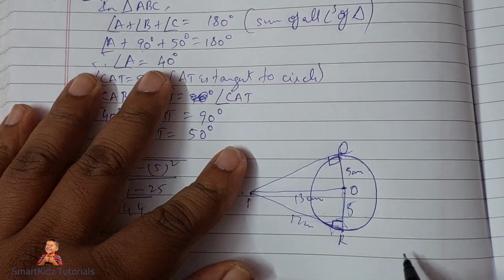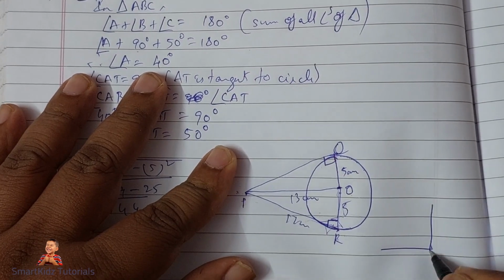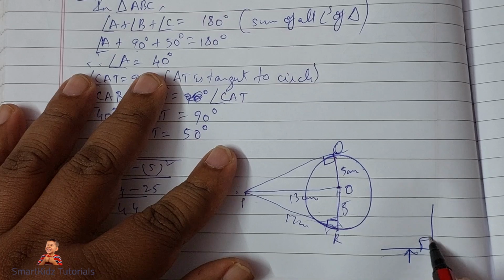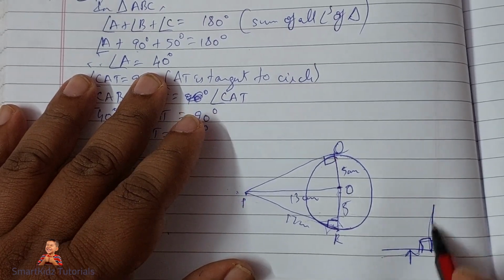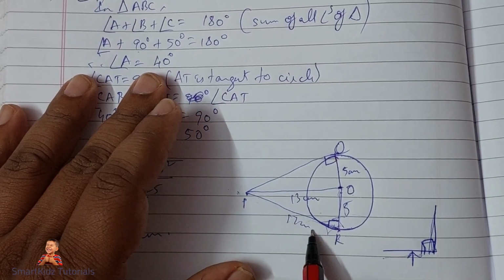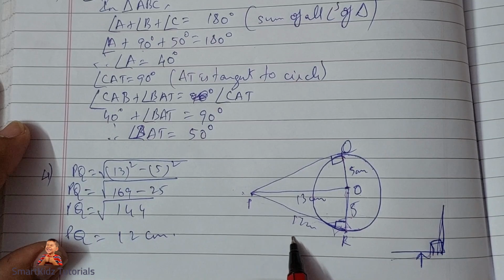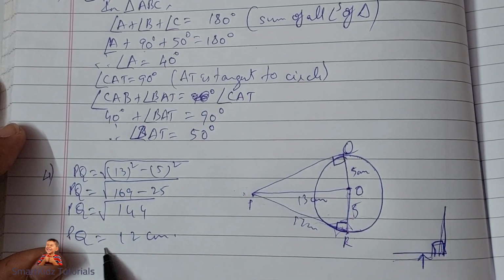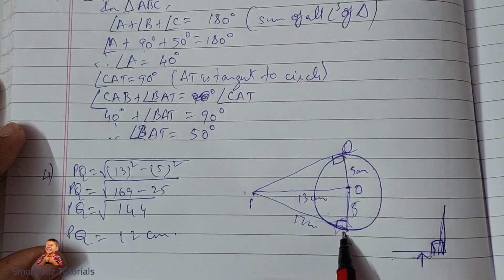Now, if you're wondering how this is the base, see, we are used to seeing this as our base, where this is the perpendicular, this is the height. Same way, this is the height now, and this is the perpendicular. Something similar we get to see when proving basic proportionality theorem as well. So this is 12 centimeters.